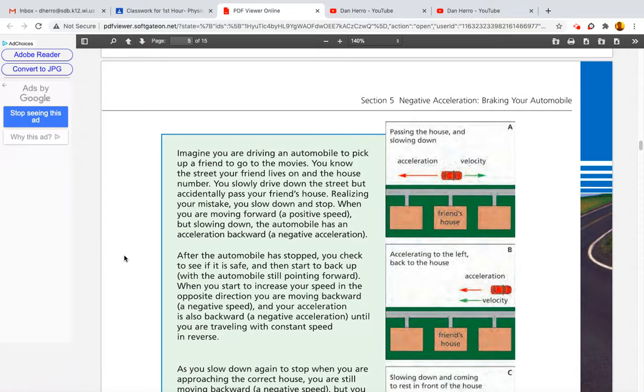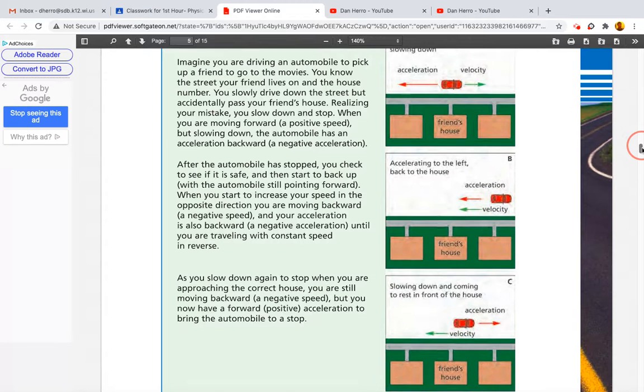After the automobile has stopped, you check to see if it is safe and then start to back up with the automobile still pointing forward. When you start to increase your speed in the opposite direction, you are moving backward at a negative speed, and your acceleration is also backward, a negative acceleration, until you are traveling with constant speed in reverse.